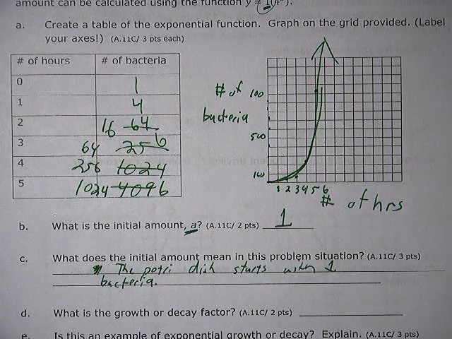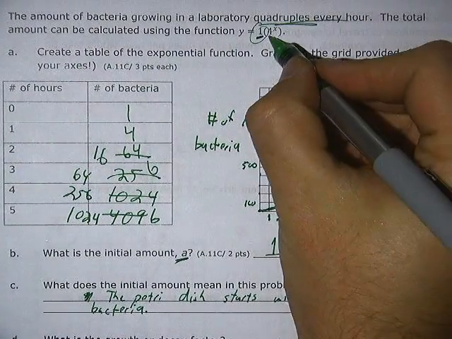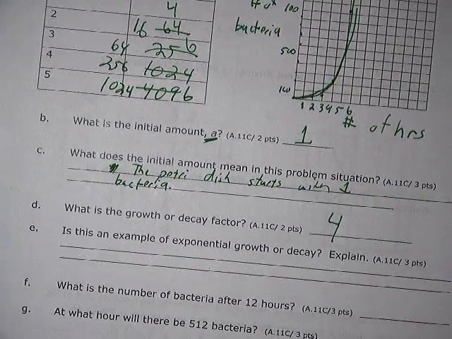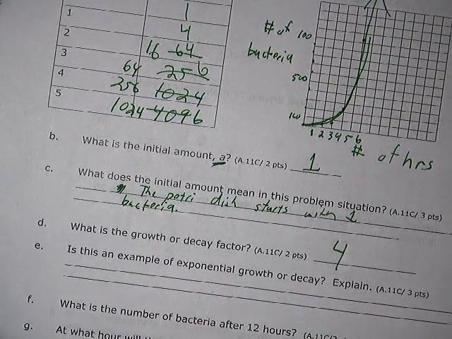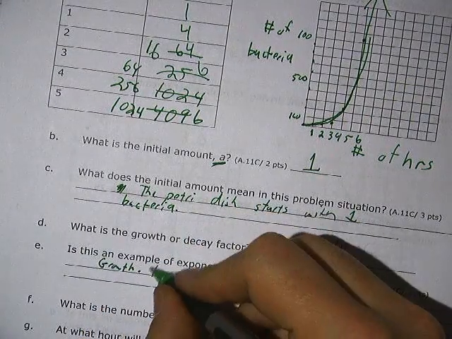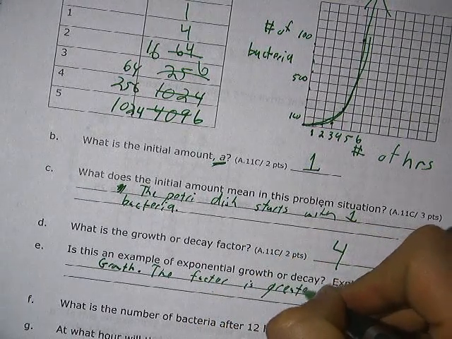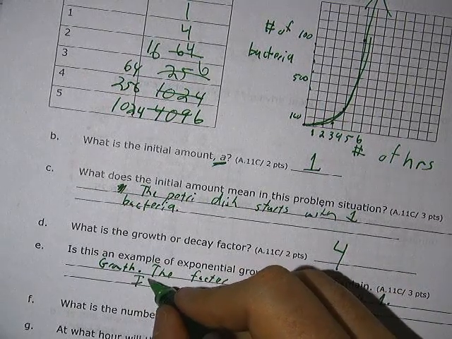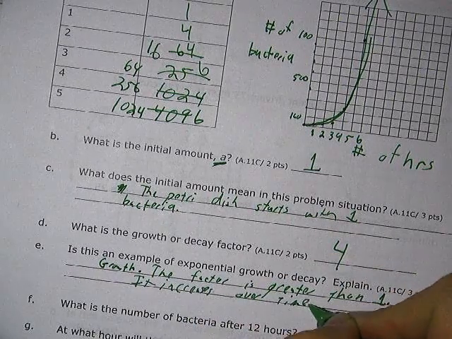What is the growth or decay factor? Just the thing underneath the exponent, which in this case we have a 4 there. And then, is that an example of growth or decay? Growth. And why? The factor is greater than 1. Another thing you could have put in, it increases over time.